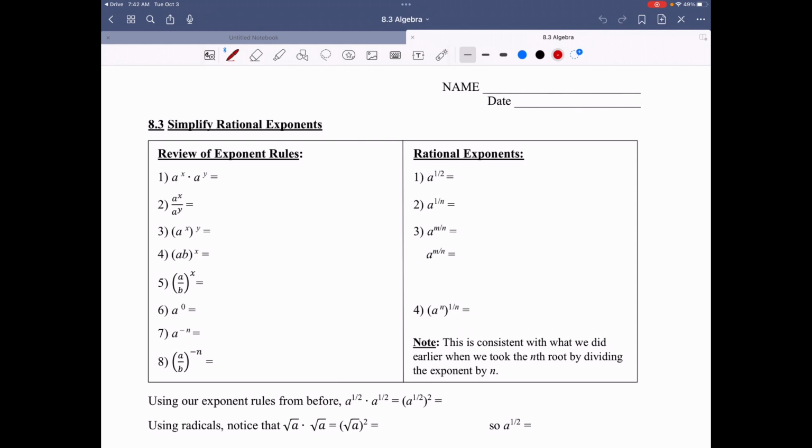So do you remember the product rule? When we multiply powers, we add the exponents. And when we divide powers, we subtract the exponents. When we take a power to a power, we multiply the exponents.